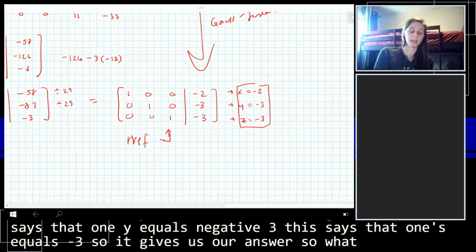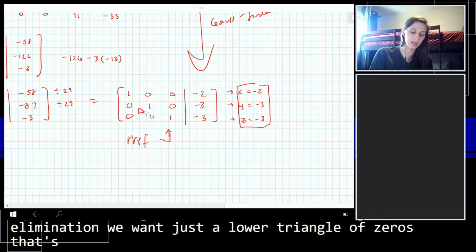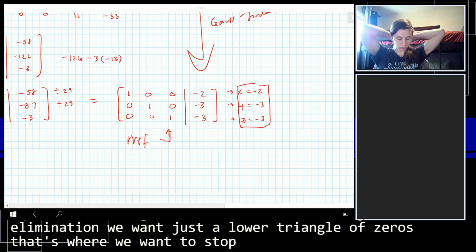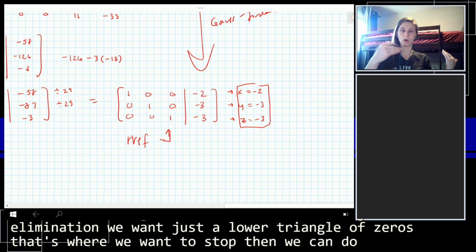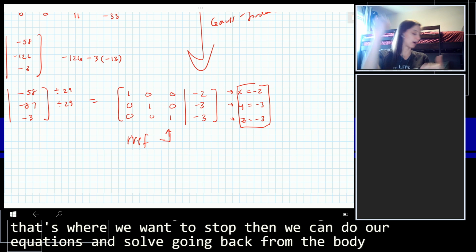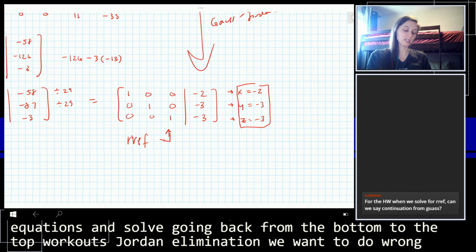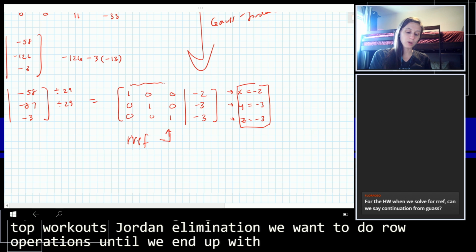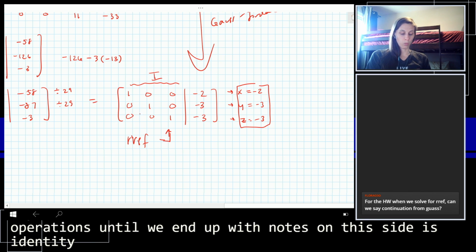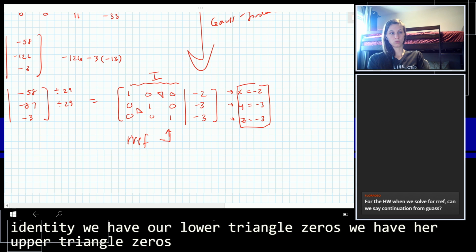So with Gauss elimination, we want just a lower triangle of zeros. That's where we want to stop. Then we can do our equations and solve going back from the bottom to the top. For Gauss-Jordan elimination, we want to do row operations until we end up with identity on this side. We have our lower triangle of zeros, we have our upper triangle of zeros, and then we get ones along the diagonal.